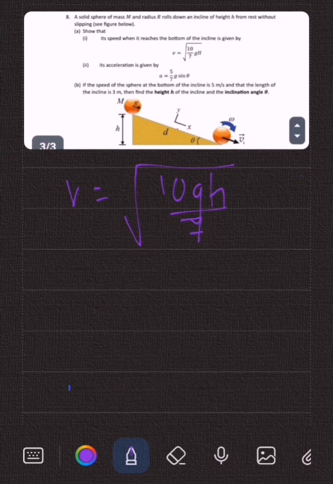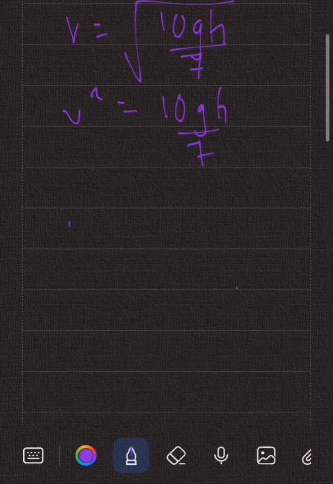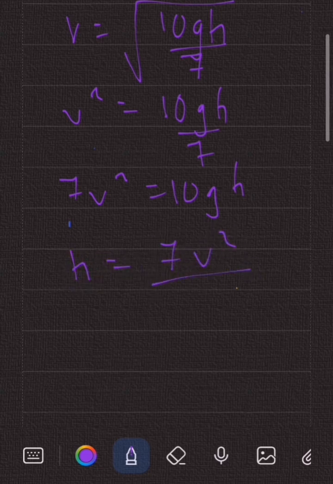Because if I look here, we have the velocity, we have the g, we're just trying to find the height. So we're trying to make h the subject of the formula, so square both sides. It's going to be v squared is equal to 10gh over 7, and then 7v squared is equal to 10gh, and then h is equal to 7v squared over 10g, something like this.